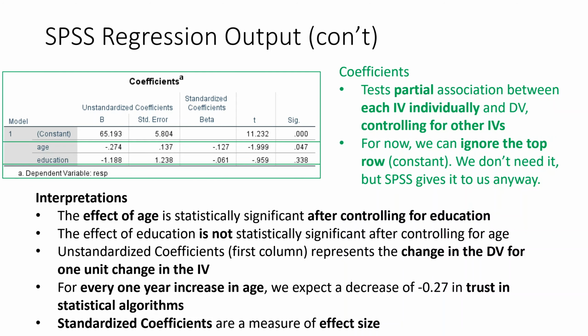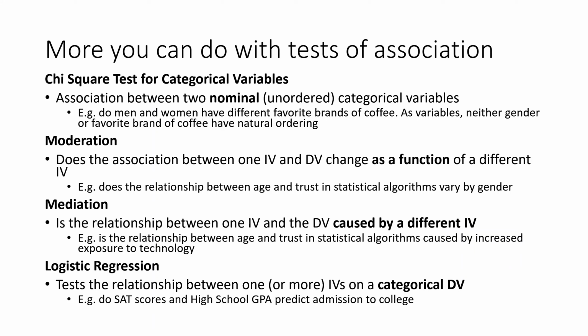The chi-square test is for when you have categorical variables with no ordering. So for example, let's say you wanted to test whether men and women have different favorite brands of coffee. So let's say you let men and women each try Starbucks, Peet's, and Folgers, and you wanted to see if they tended to have different favorites among the three. Neither gender nor favorite brand of coffee has any ordering in it as a variable. So this could be tested with a chi-square test of association for categorical variables.